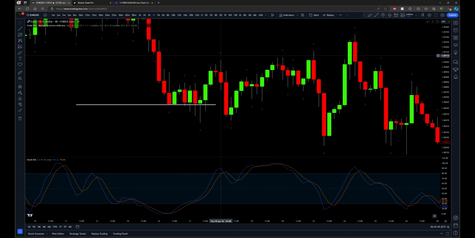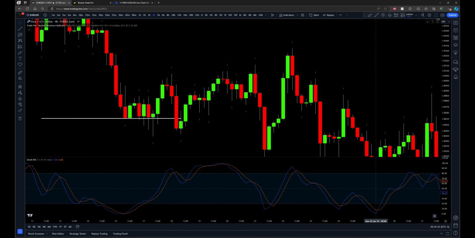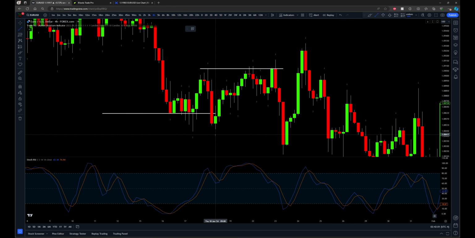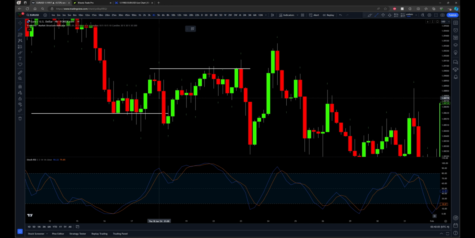So here's our pullback. Follow through, break it right there. New high. So we're getting a bit intricate, but we're still in bear structure. Breakdown right here. Come back up. We never break the highs, and we continue again.